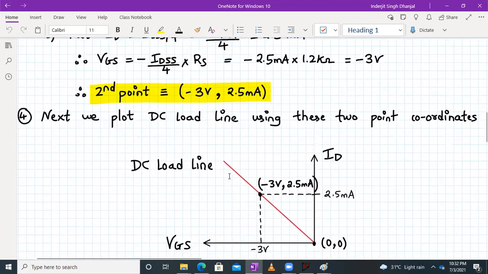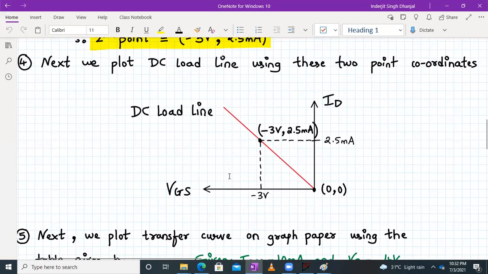We can draw a line. So we know that if we plot the DC load line using these 2 points' coordinates, you will get this line. So this is my DC load line for a self-biasing circuit.